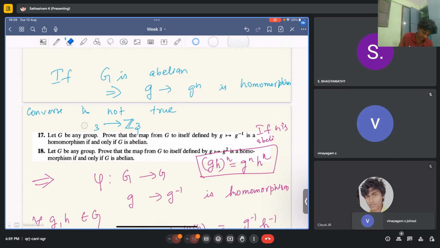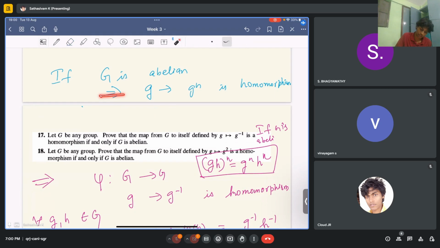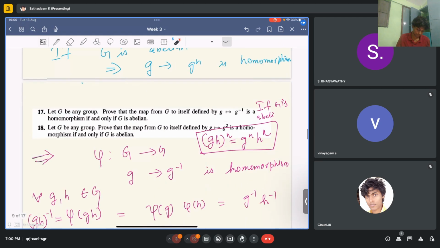The other example that you can take might be, I think, the quaternion group or something else. But in general, the converse may not be true. This direction is always true. Maybe you can try to think of the converse. I am not able to see any easier group that does not satisfy the property, but there may be other groups. Anyway, let's move on to our next problem.